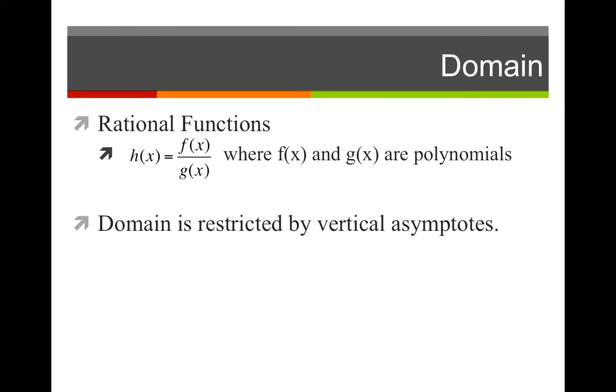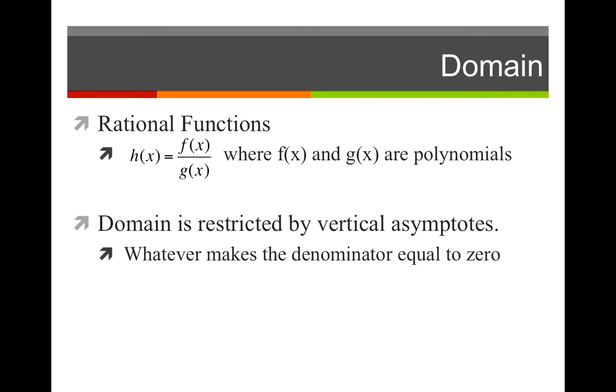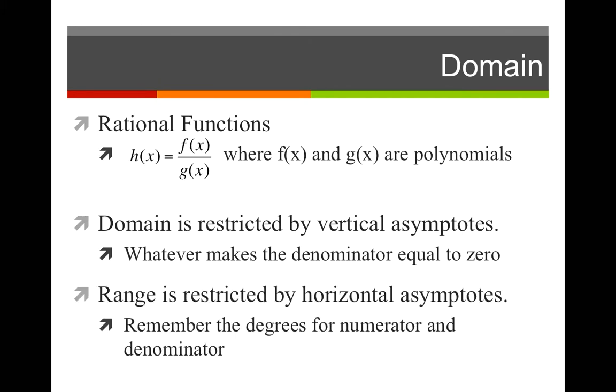You might remember that in order to find the domain of a rational function, you have all real numbers except your vertical asymptotes, and that's except anything that makes the denominator equal to 0. Sometimes you don't have vertical asymptotes, but that's a very rare occasion in some of the stuff that we're doing today. Now, we've gone over this. We did this in chapter 1, so this should be somewhat familiar to us. And the range is mostly restricted by horizontal asymptotes. And the thing that you have to remember is how to find horizontal asymptotes.